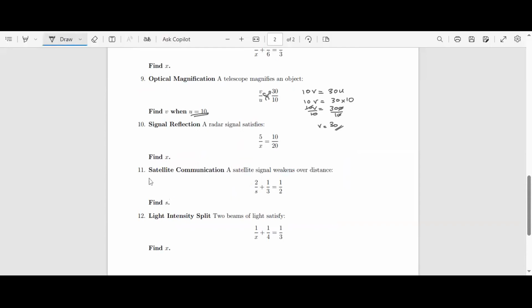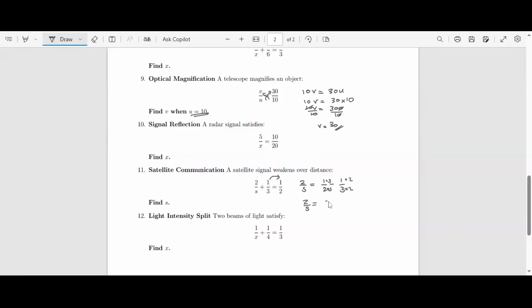We'll do one more question, the 11th one. You can say 2 over s plus 1 over 3 equals half. You have to isolate s, so take 1/3 to the other side. 2 over s equals half minus 1/3. When plus 1/3 goes to the other side, it becomes minus 1/3. Here also you should have the LCM. To get the LCM, you can multiply 2 by 3 and get 6, and 3 by 2 and again get 6.